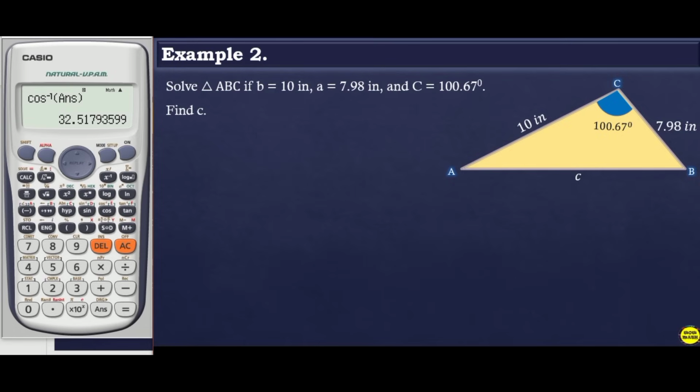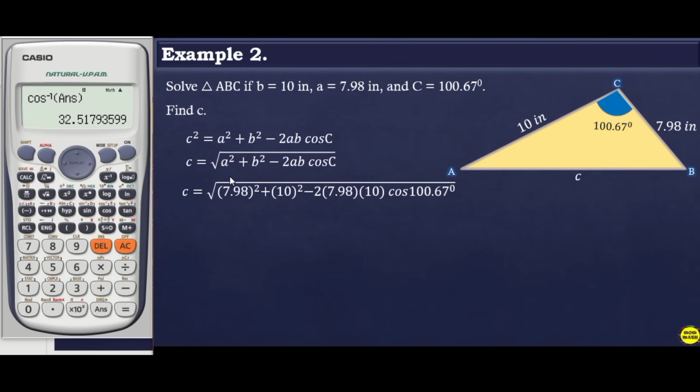So, first we need to look for the opposite side of the given angle, that is C. So, we will be using this formula. So, kanina, A ang hinahanap. Ito naman, since C squared is equal to A squared plus B squared minus 2AB times cosine C. Applying the formula, so square both sides. So, ito po yung makukuha natin. Substitute muna natin lahat ng values.